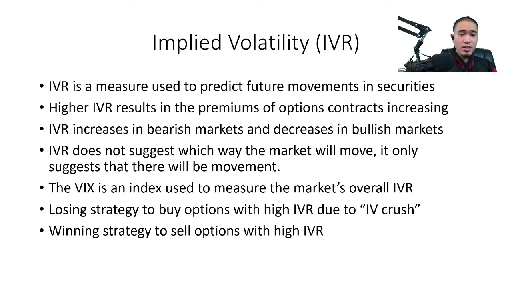The VIX is an index used to measure the market's overall IVR. So maybe you guys watch CNBC sometimes, they always talk about the VIX. A higher VIX is usually bad and a lower VIX is usually good for the overall market. It is a losing strategy to buy options with high IVR due to IV crush, and we'll discuss that concept a little bit later. It is a winning strategy to sell options with high IVR.